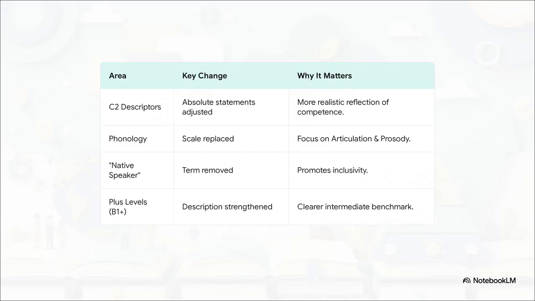And these changes are really smart. At the C2 level, they've softened some of the absolute statements, making it a more realistic goal. Phonology has been totally reworked to focus more on clear articulation and rhythm. And this one is huge. The term native speaker is completely gone from all the descriptors. That's a massive win for inclusivity. And lastly, those plus levels, like B1+, now have stronger descriptions, giving us a much clearer target for our intermediate learners.